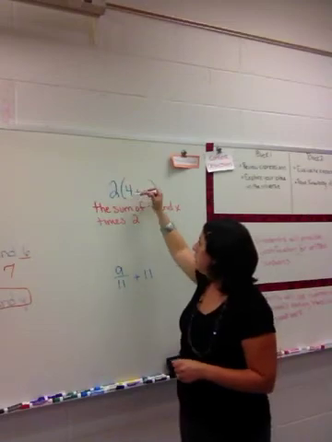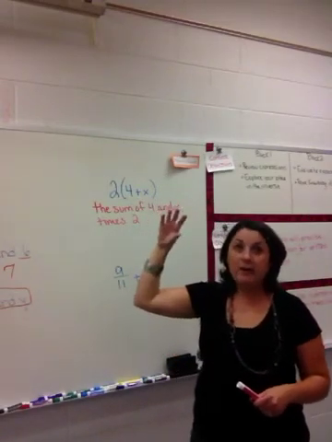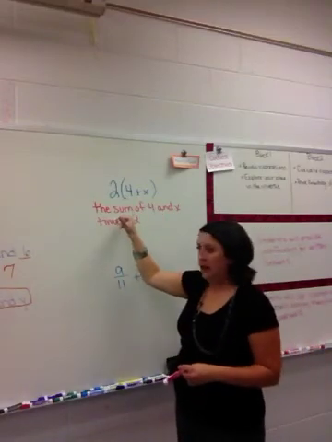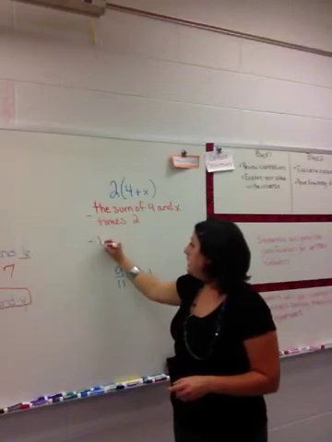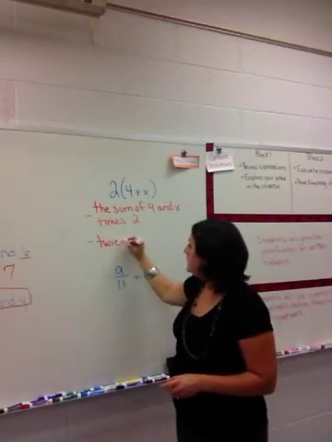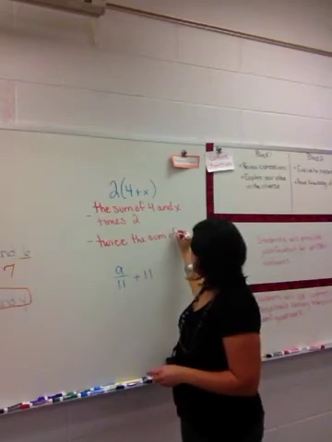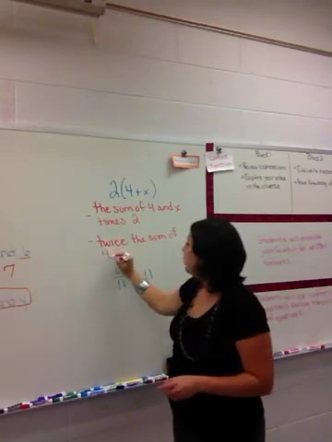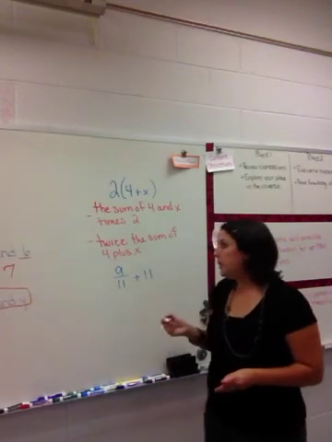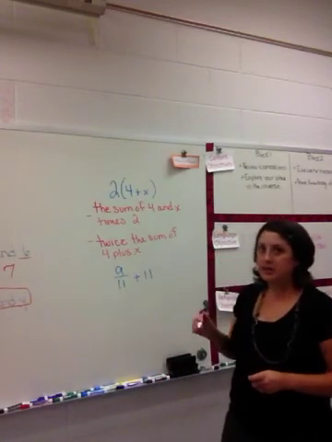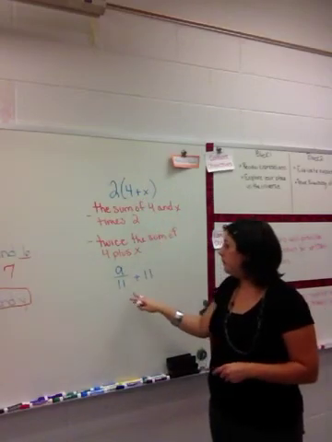So usually if you're inside a parenthesis like that, that means I need to take that entire value. So the word sum is referring to the entire value. I could also say something like twice the sum of 4 and x, or 4 plus x. That would work too. There are several ways I could write it, but the idea is just to take it from that algebraic form and put it into word form.